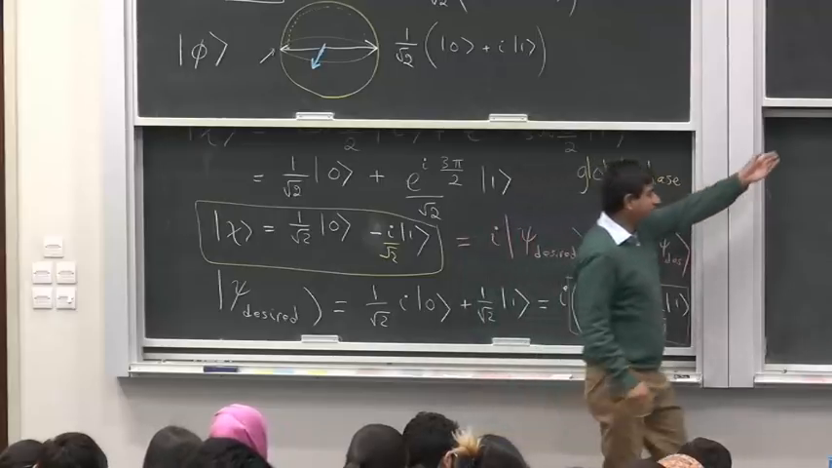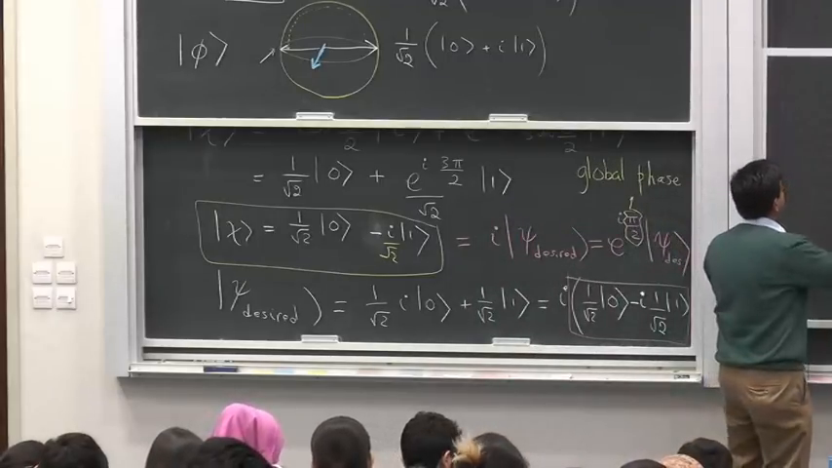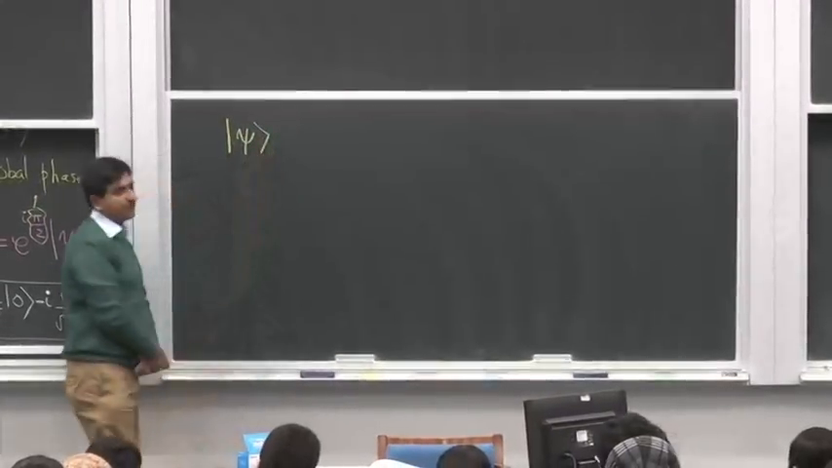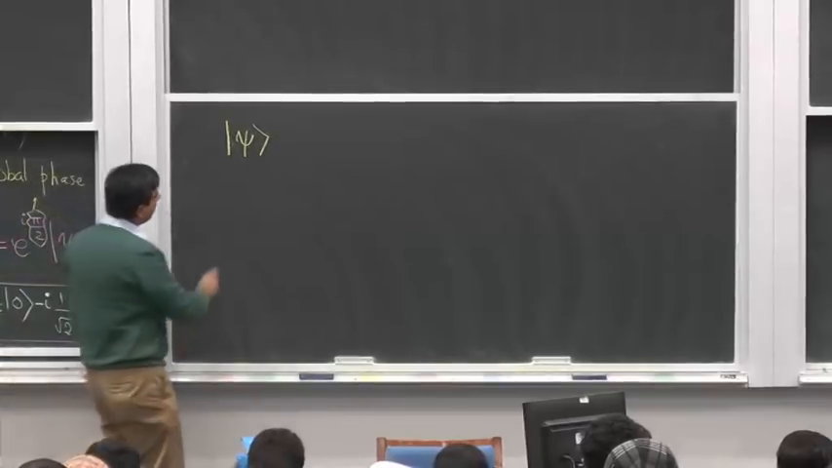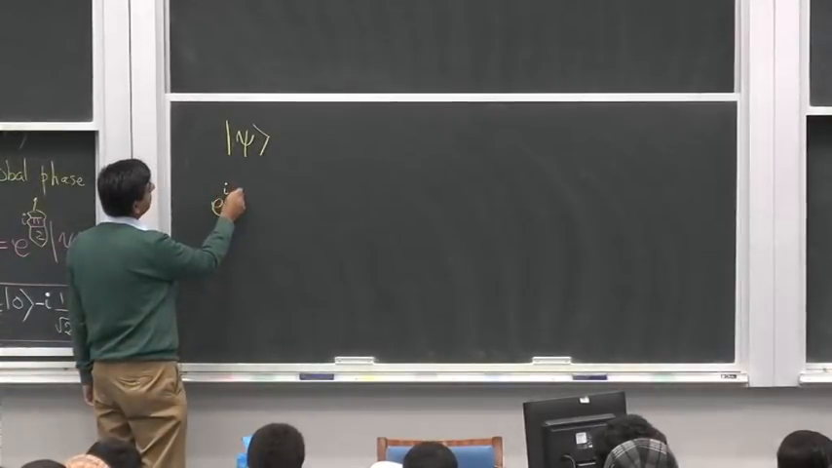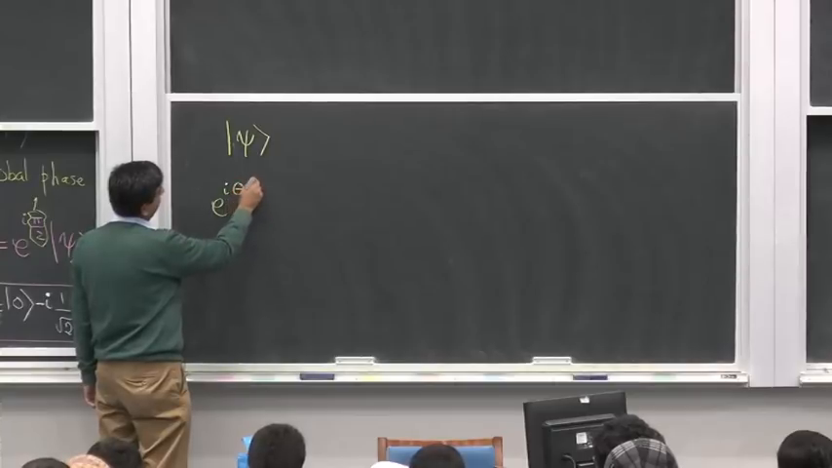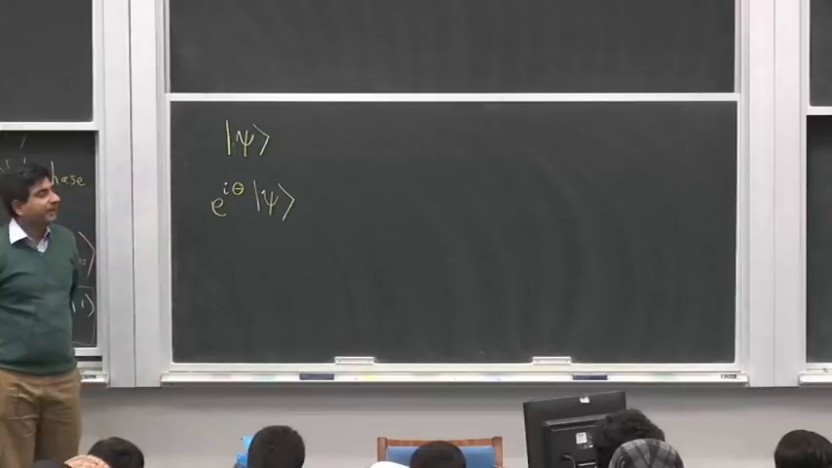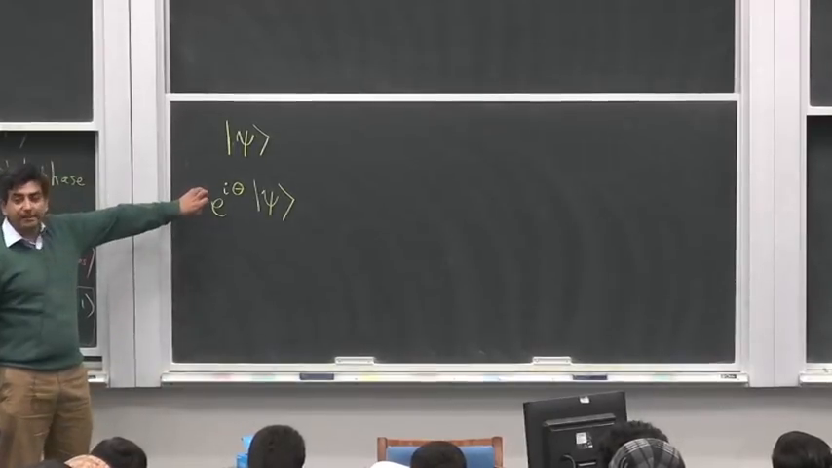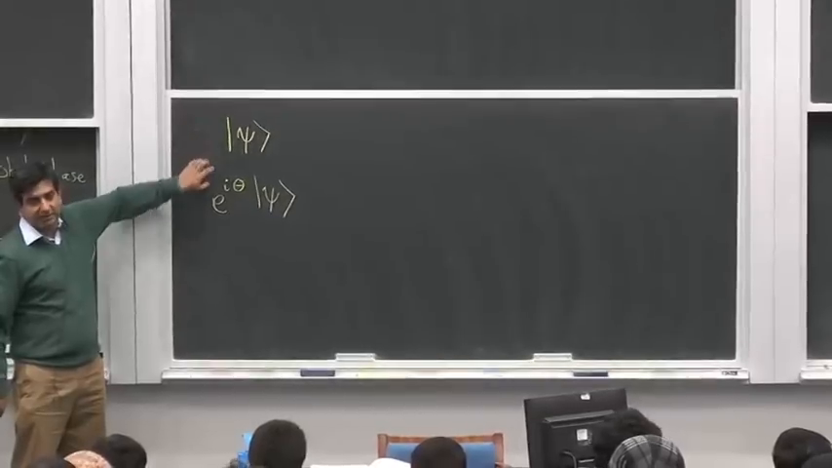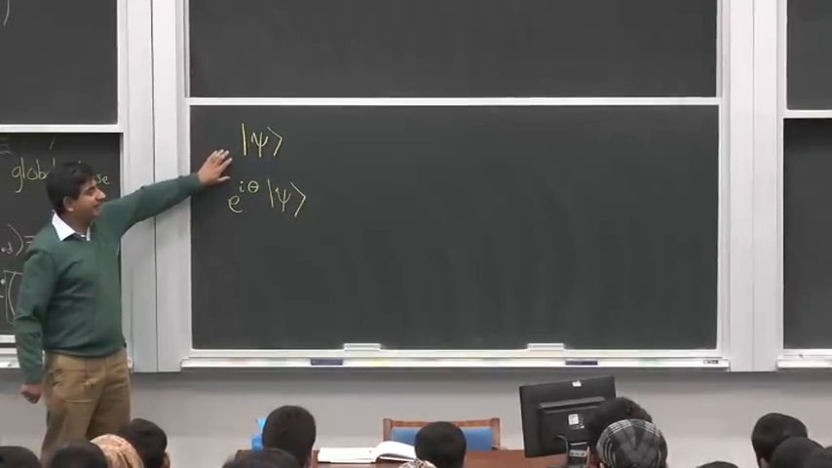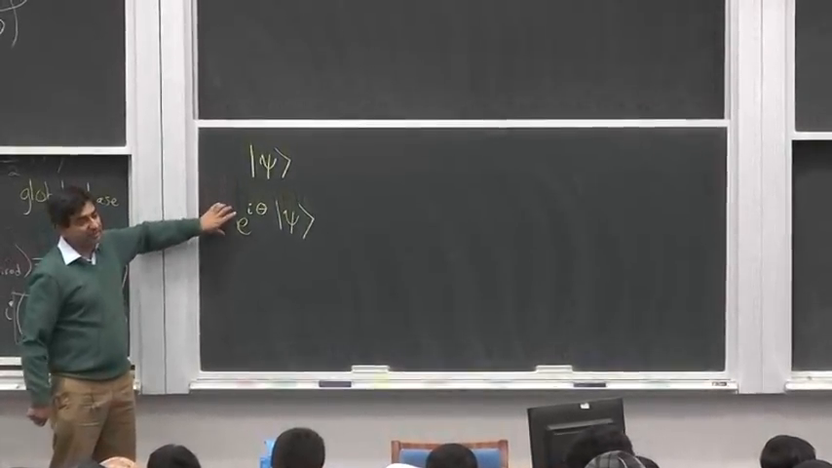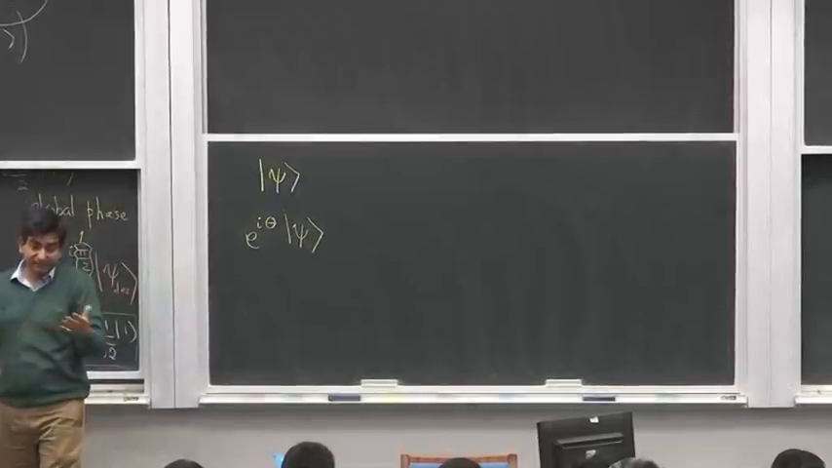And what I would like to argue is that if I have a state psi and I have a state e^(iθ) times psi, then this state gives you the same physics as this state. It's not possible to discriminate between these states or differentiate between these states in a physical experiment. They're just the same.